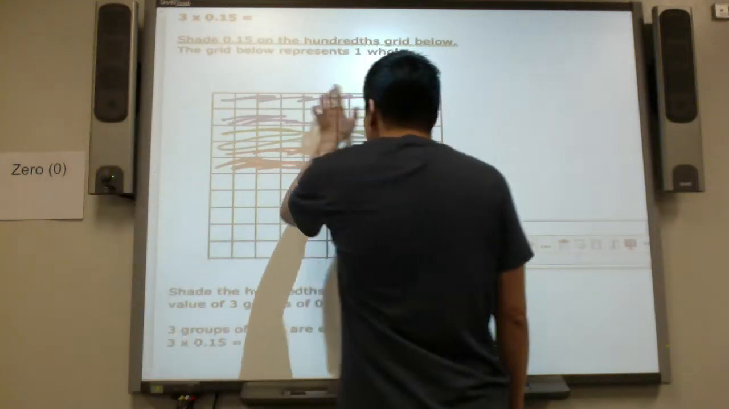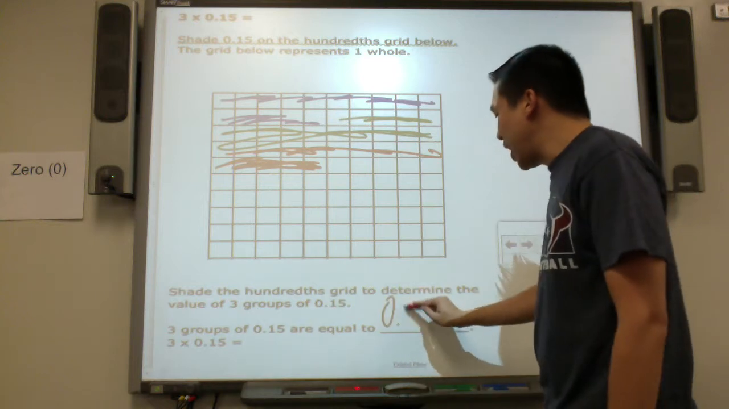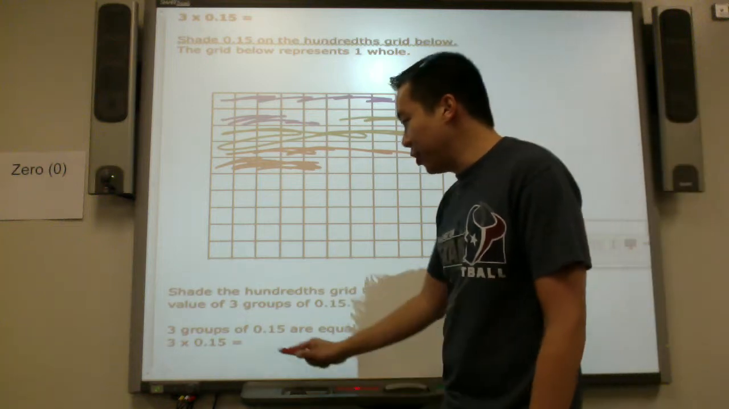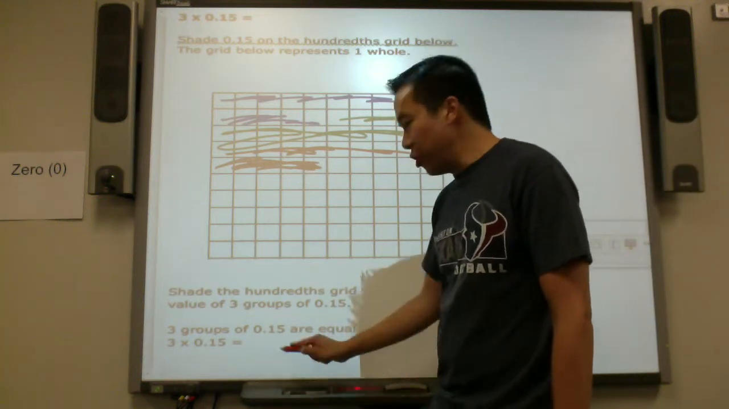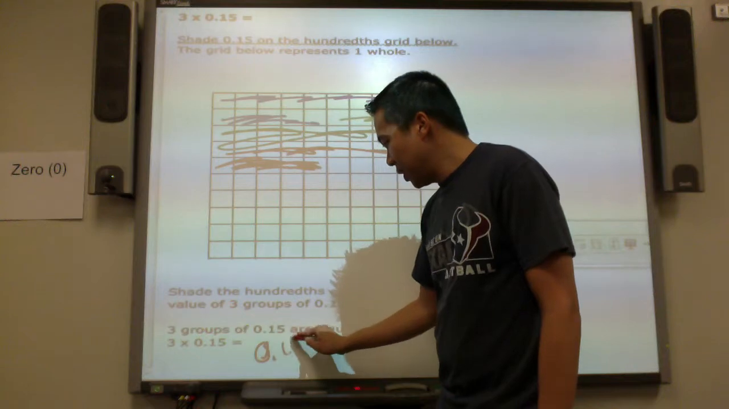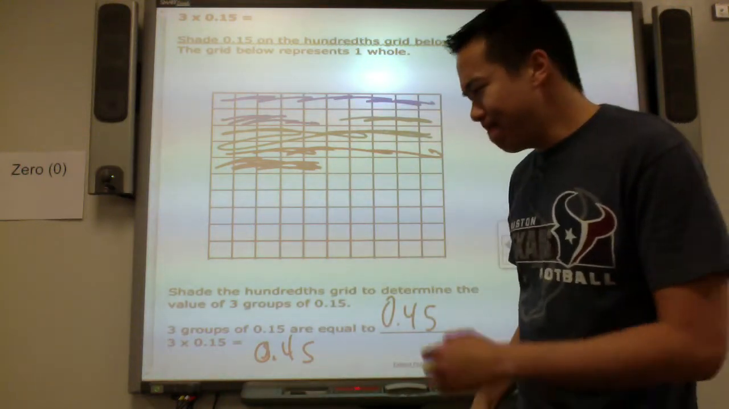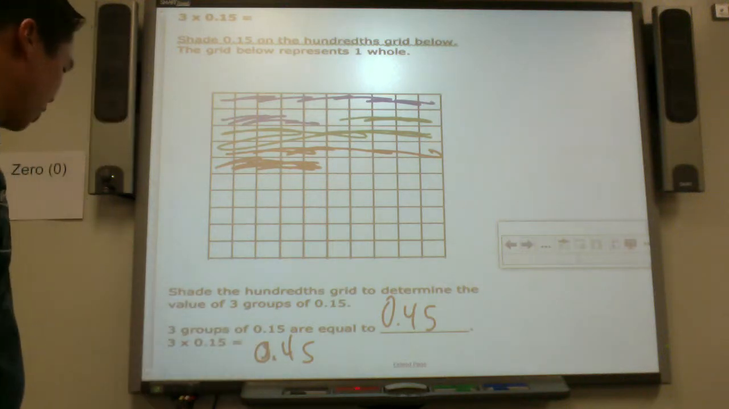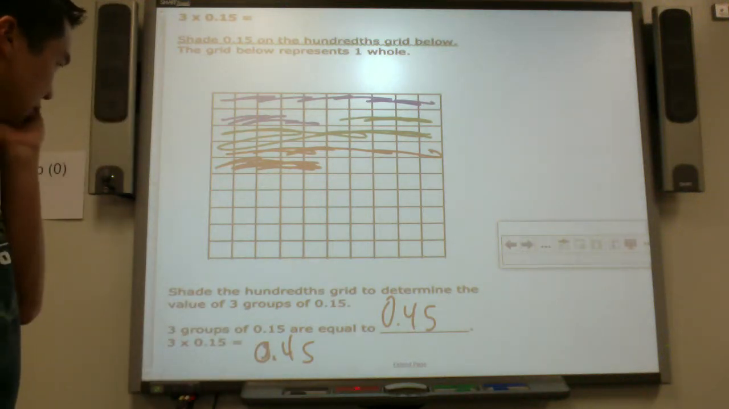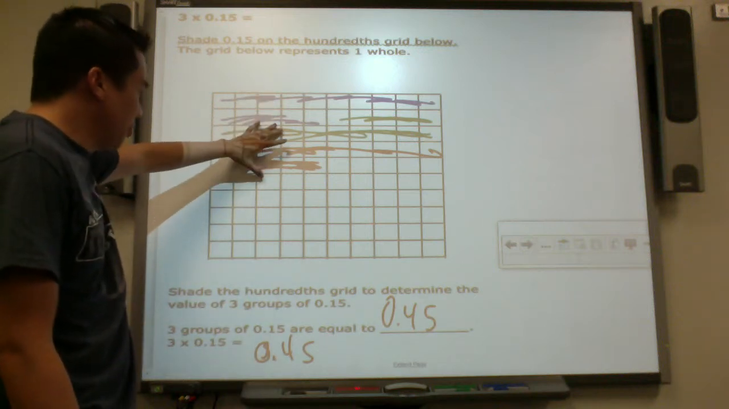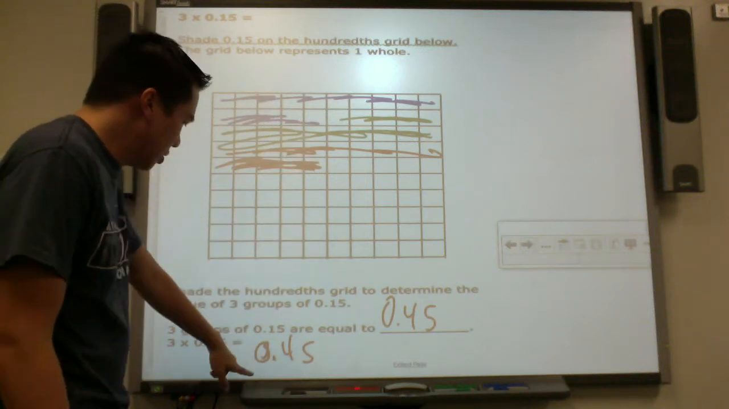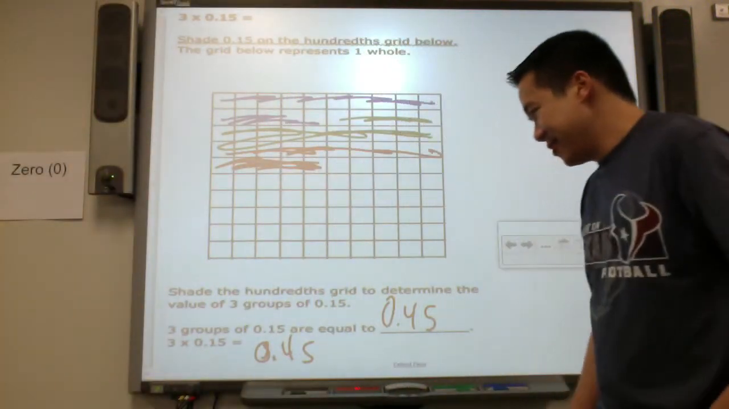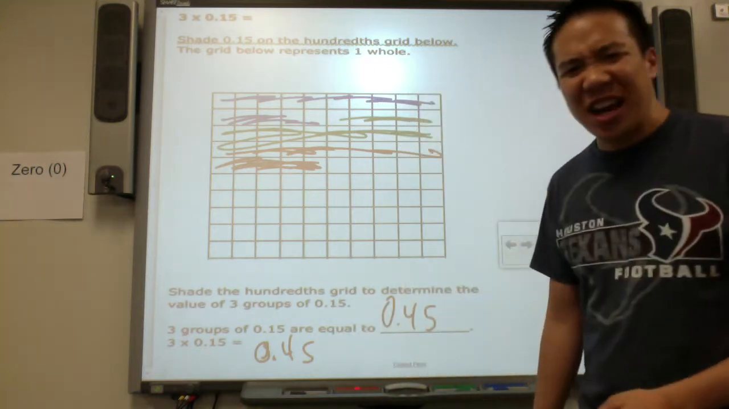So if you count each one, there's 45 hundredths. So 3 groups of 15 hundredths are equal to 45 hundredths. So 3 times 15 hundredths is 45 hundredths. I wonder how I came up with that. Seemed like we had 15, like 3 of them: 15, 15, 15. In the decimal place, I don't know. Hopefully I'll find out eventually. Something about the place values.